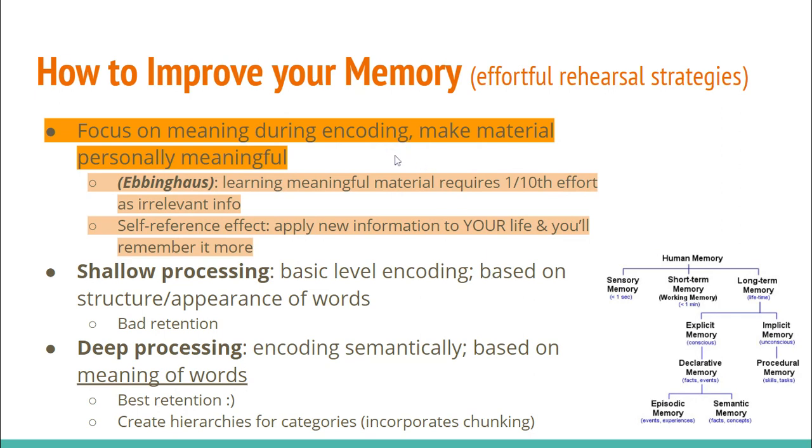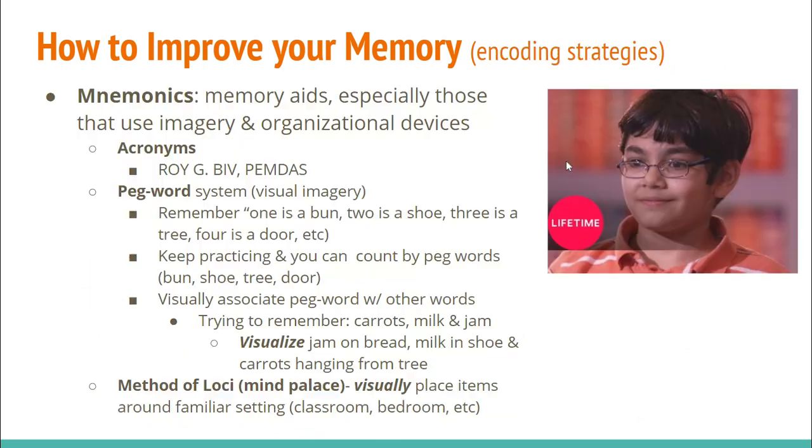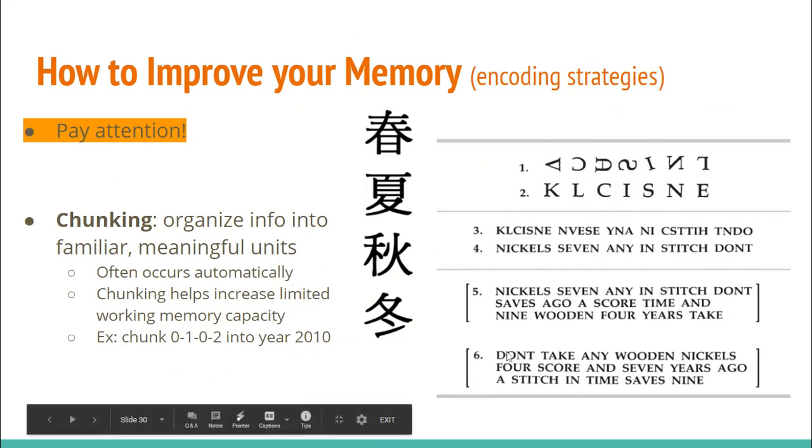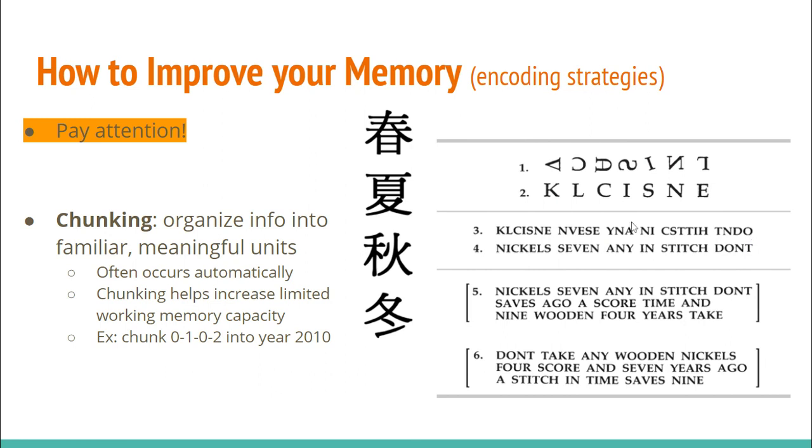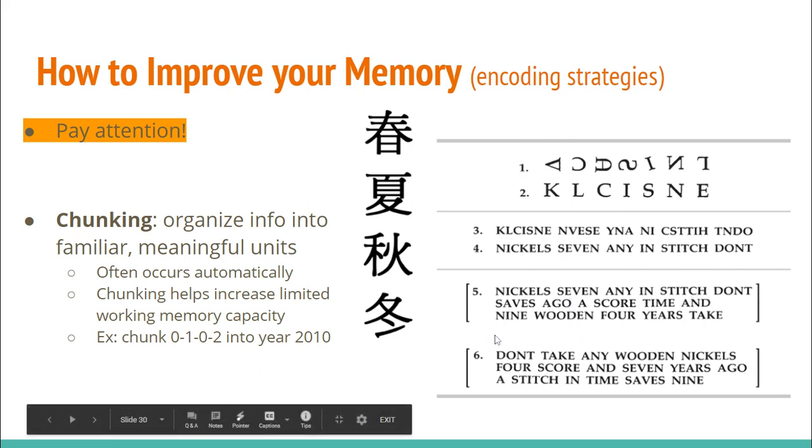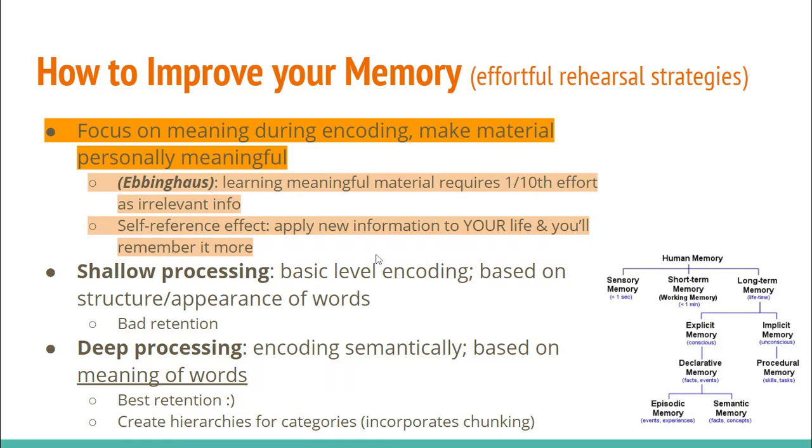Other ways to improve: making it meaningful. We talked about semantic memory a little bit in class, but this makes things wildly easier. Ebbinghaus found that it took one-tenth of the effort to memorize something meaningful compared to nonsense syllables. It's much easier to remember "don't take any wooden nickels" than a string of nonsense letters. Those are just nonsense letters, and it's going to take you a long time to remember them perfectly. A scrambled version of the words is a little easier, but "don't take any wooden nickels" is very easy to remember. The more meaningful it is, the better.